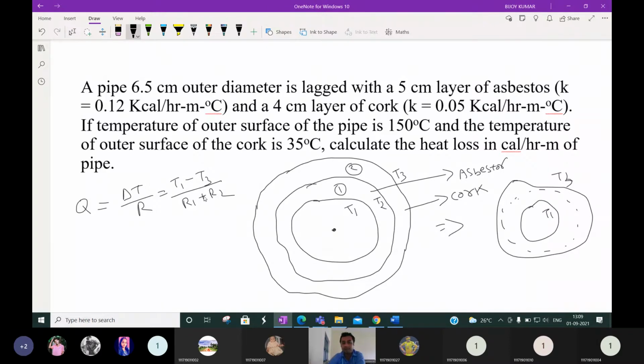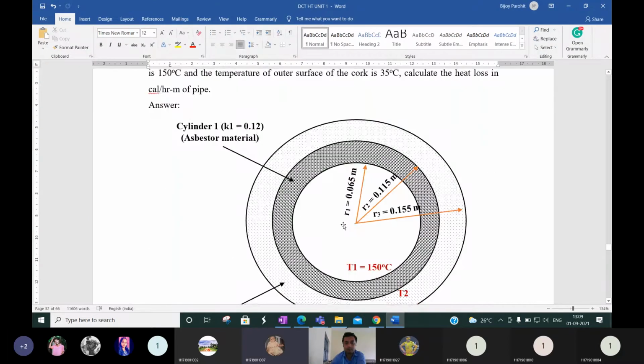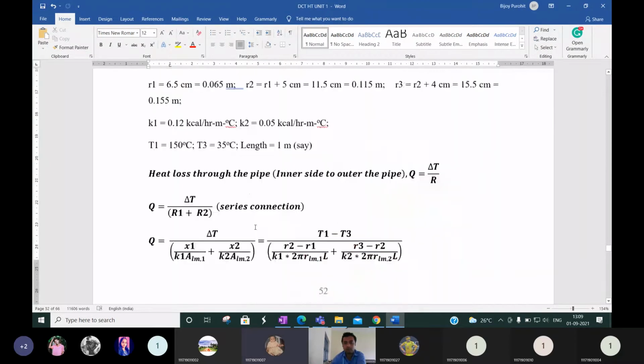So what are the things given? First you have to calculate R1. R1 means what? Radius of the small one. How much is it? Can anyone say how much it was given? If you interact, I will be more happy. Four centimeters.